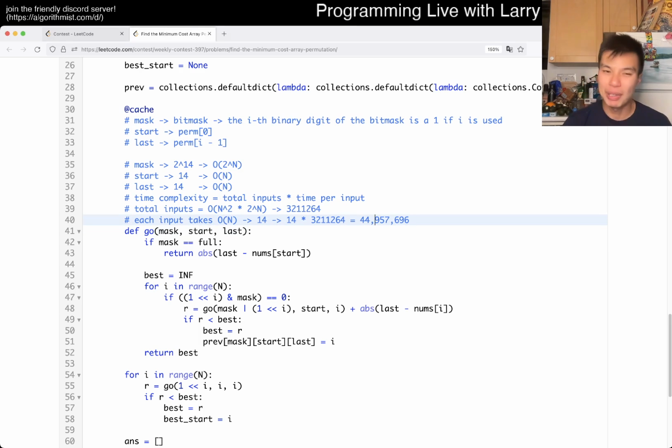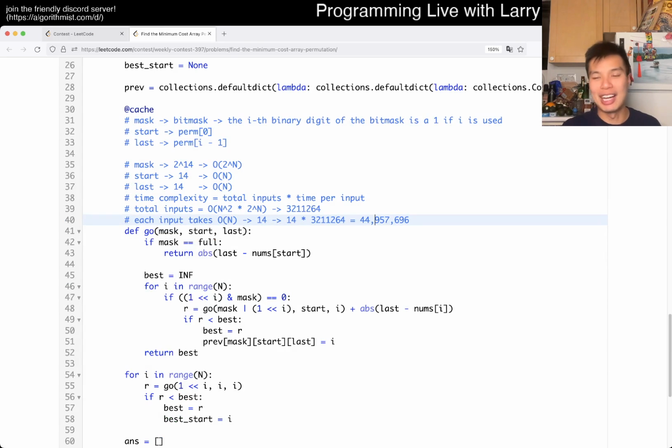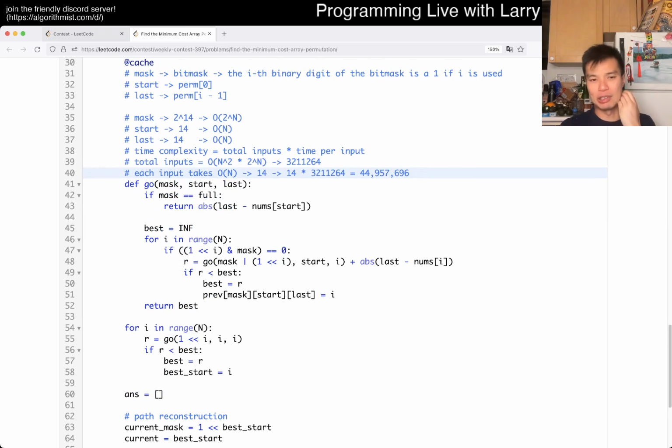Apparently in C++, if you do some optimization, it is just fast enough, and some of the top people did it, which makes me a little bit sad because I really like this problem, to be honest. I really like the observation that you have to make, which took me a long time. I took almost an hour on this problem, and I actually did try to submit this in C++, and I couldn't get it to work. But yeah, so basically this is too slow.